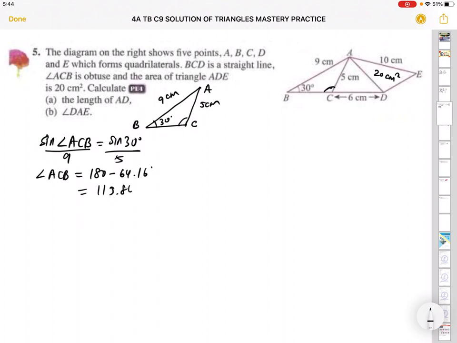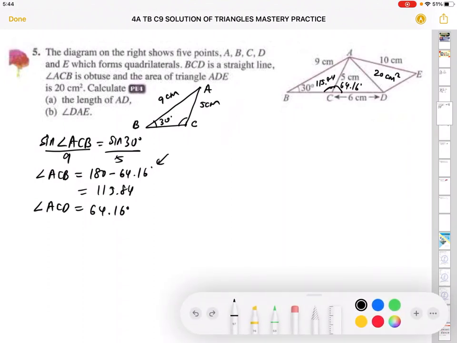Now, if I know this is 115.84, I can find the angle next to it. The angle next to it is ACD, which is 180 minus this. Don't have to calculate because it's just here, 64.16. If this is 64.16, we can now find the opposite side, AD. Maybe I draw one more for you. Let me draw nicely.